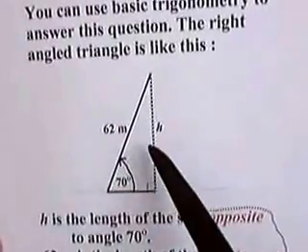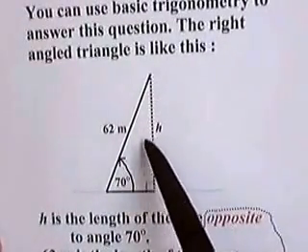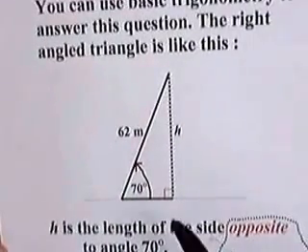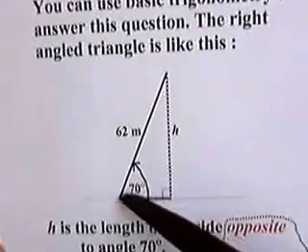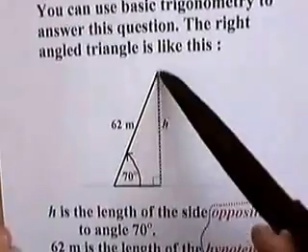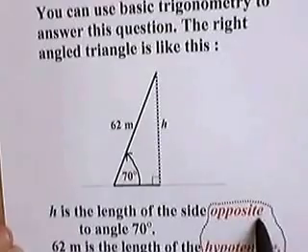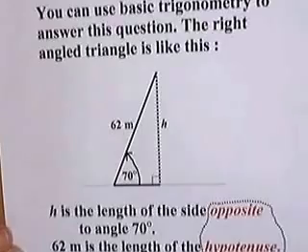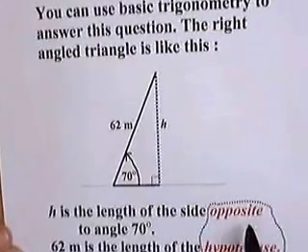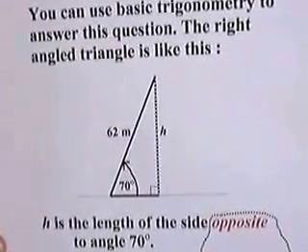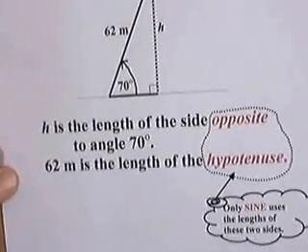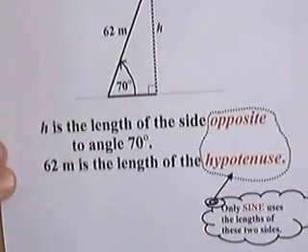H is the length of the side which is opposite the angle 70 degrees. See, that side there is opposite this angle, and 62 meters is the length of the hypotenuse. The hypotenuse is always opposite the right angle, or the longest side. This is the hypotenuse. So we know the length of the opposite side to the angle. We know the length of the hypotenuse. Now, which trigonometric ratio, sine, cosine or tan, only uses the opposite and hypotenuse, the lengths of these two? Well, which one is it? Very good. It's sine. Only sine uses the lengths of these two sides.